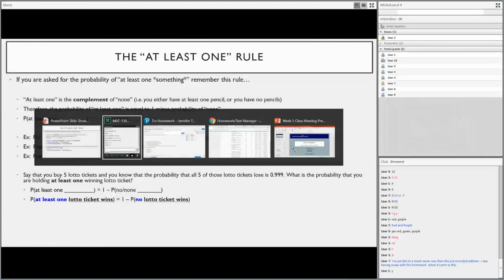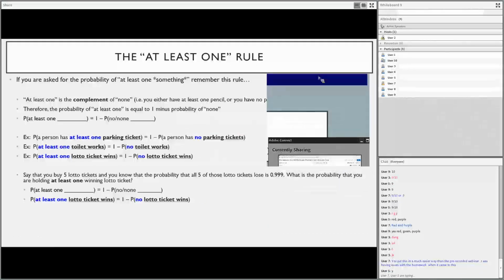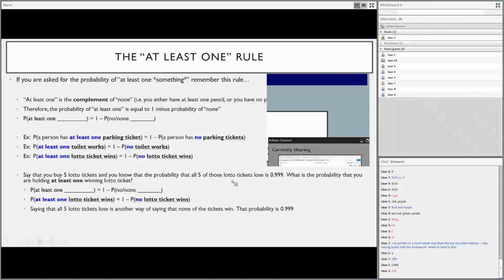Okay? So do we know the probability that no lottery ticket in our hand wins? What is it? Yeah, it was given, right? It just said right here the probability that all the lotto tickets lose is 0.999. Saying that they all lose is just another way of saying that none of them win.